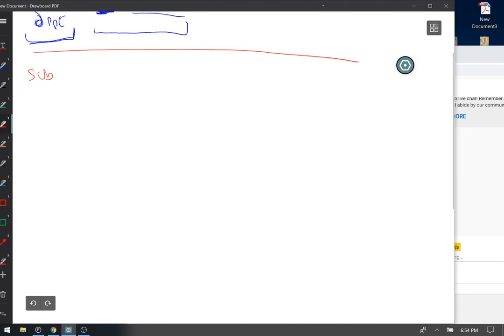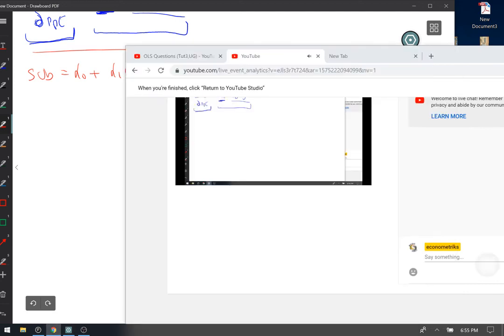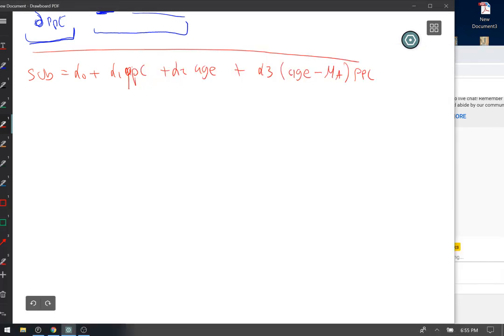Subscription, alpha 1... well, we want to add and subtract, we want to subtract the mean out from age. So subtract the mean of age, minus, call it mu A. Well, to do that, again, times PPC. We've got to keep it consistent. We're going to have to add alpha 3 mu A PPC.